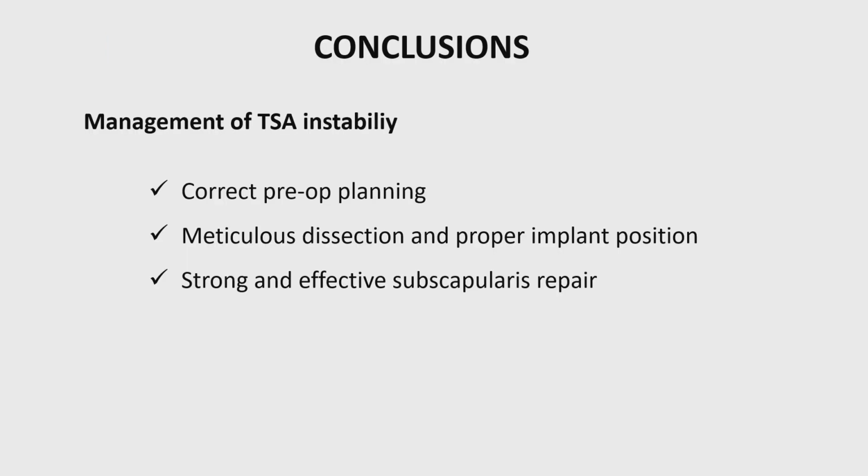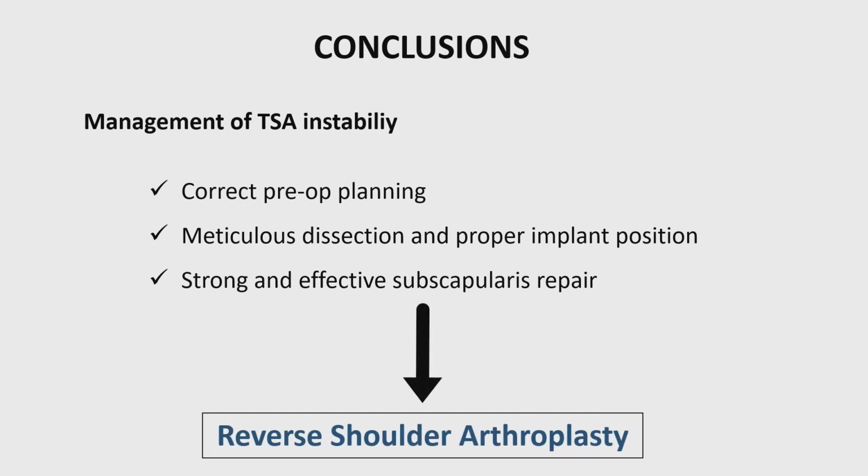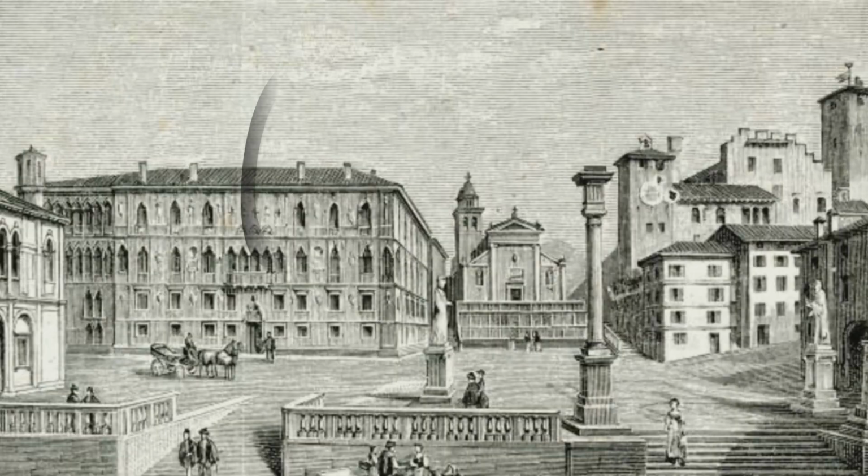hardware. So, in conclusion, first of all, the most important thing is to prevent the instability with correct preoperative planning, with a meticulous dissection and proper implant position, and with a strong and effective subscapularis repair. But if you have to revise, the safest option is to do a reverse. Thanks.